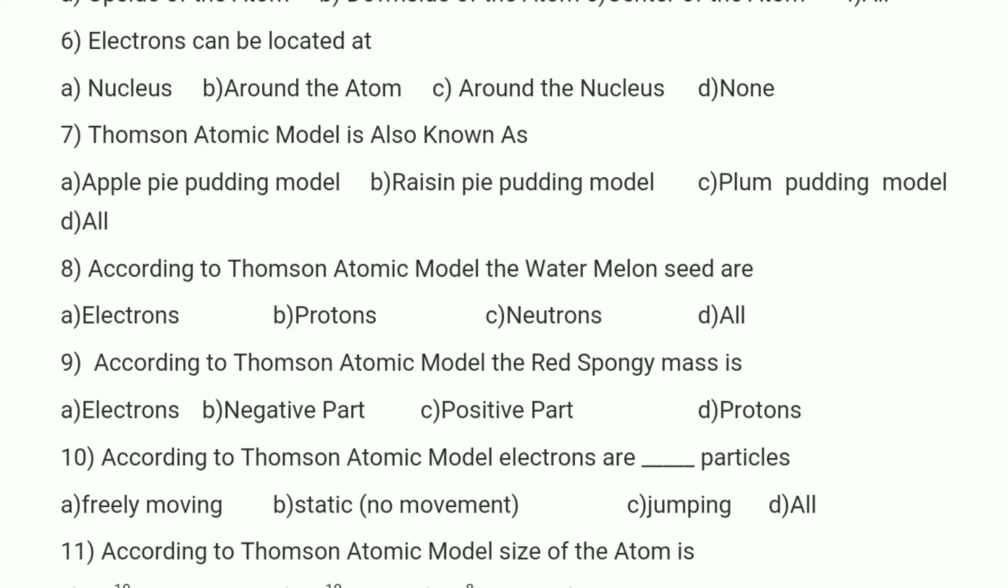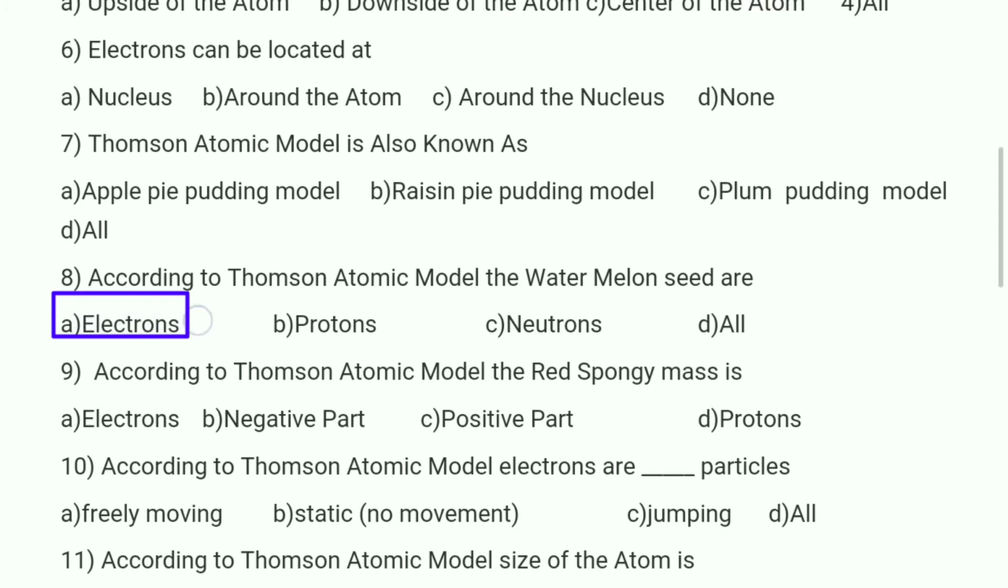And eighth one, according to Thomson atomic model, the watermelon seeds are. If you take the watermelon, the seeds are nothing but electrons, the red spongy mass is nothing but positive part. So according to Thomson atomic model, the watermelon seeds are nothing but electrons. So option A is correct, electrons.